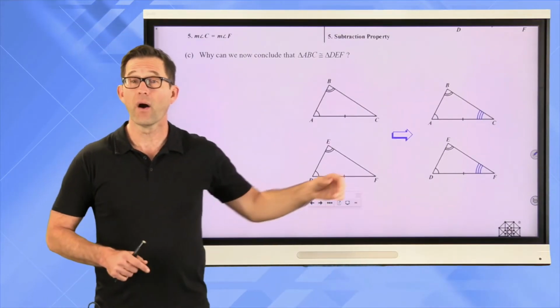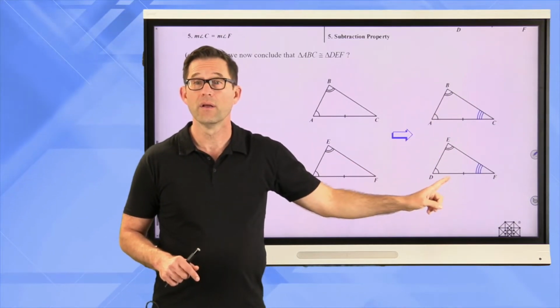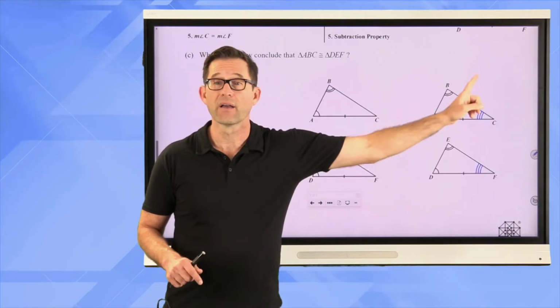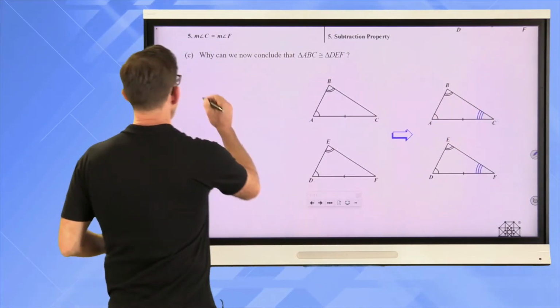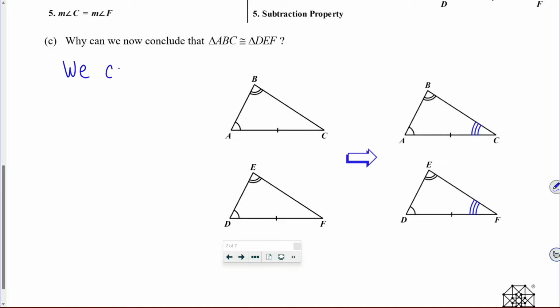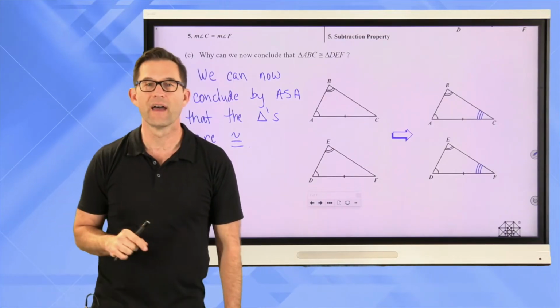All right, well now with this scenario, we do have angle, side, angle. Angle congruent to an angle, side congruent to a side, angle congruent to an angle, where that side is between the two included angles, so we can now conclude by ASA that the triangles are congruent.